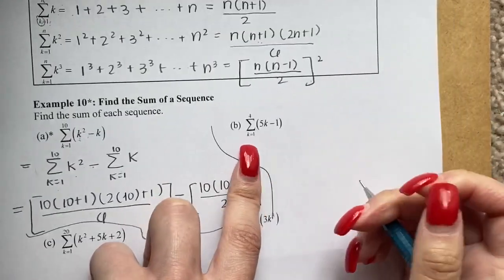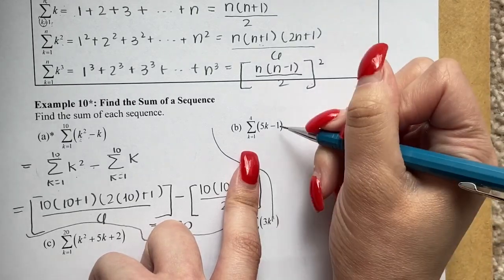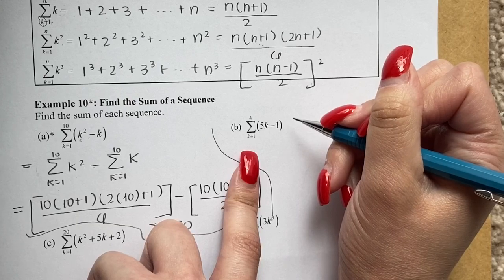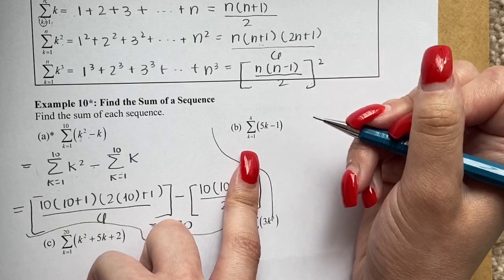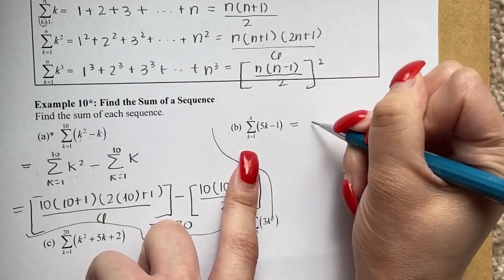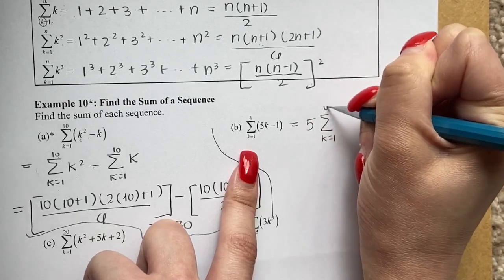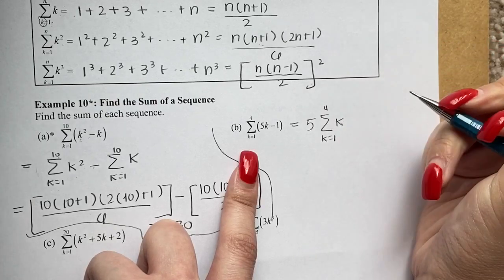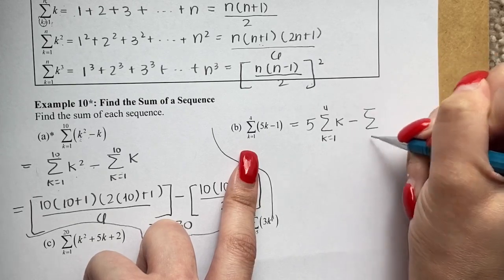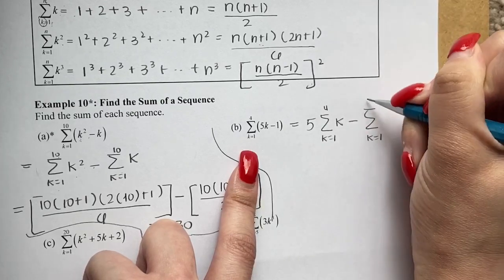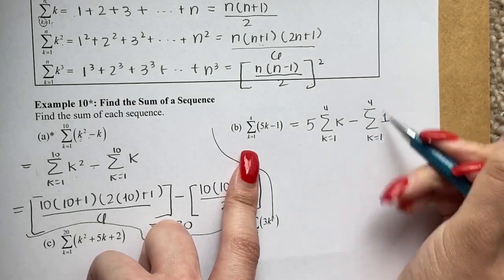Okay, so for this one that we have over here, what do you think we're going to do? Well, you can do it in a lot of ways, right? The easiest way that I can think about is this is going to be equal to 5 times the summation of k from 1 to 4, and then you could have a negative, and then you have the summation of k equals 1 to 4 of 1 over here, right? Are we okay with that?